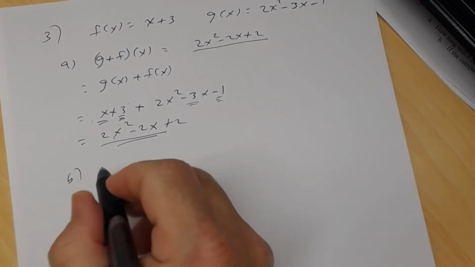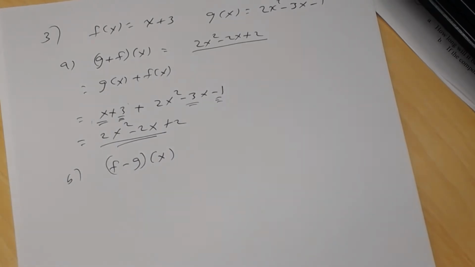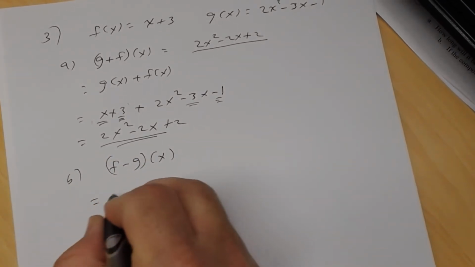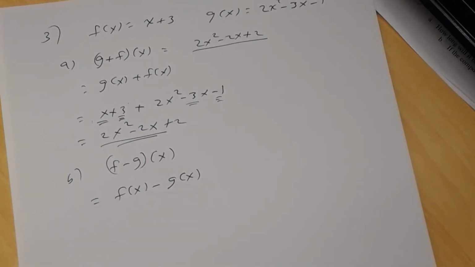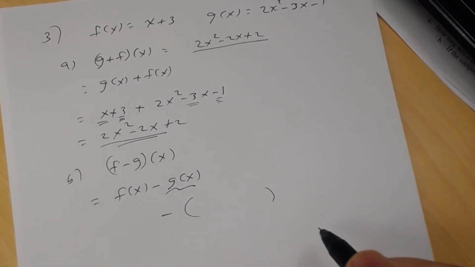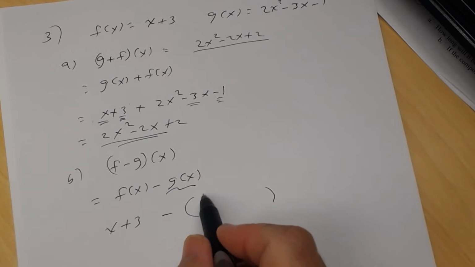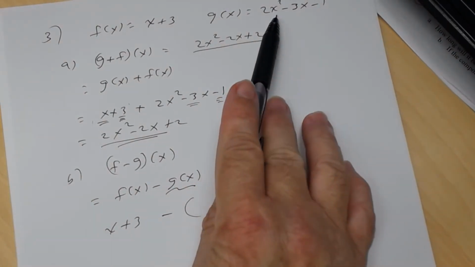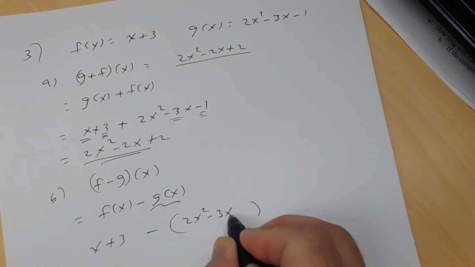All right, B. Suppose you want to find f minus g at x. Well, use your definition. By definition, that is going to be f of x minus g of x. Now, I need parentheses around g of x because I am subtracting, so keep that in mind. But around f of x I don't, because if I removed them, I still get x plus 3. Over here, I have to subtract g of x, which is 2x squared minus 3x minus 1.